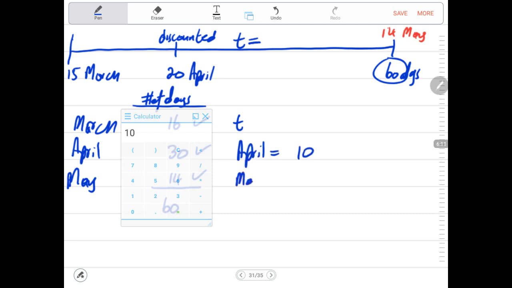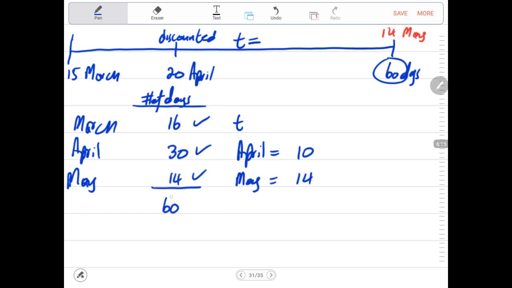In the month of May, obviously, we take all the 14 days because the due date of the bill was the 14th of May. So now that means there are 24 days this bill was discounted before the bill was due. So there are 24 days the bill was discounted before its due date. So now we are very clear that our T is 24 days.